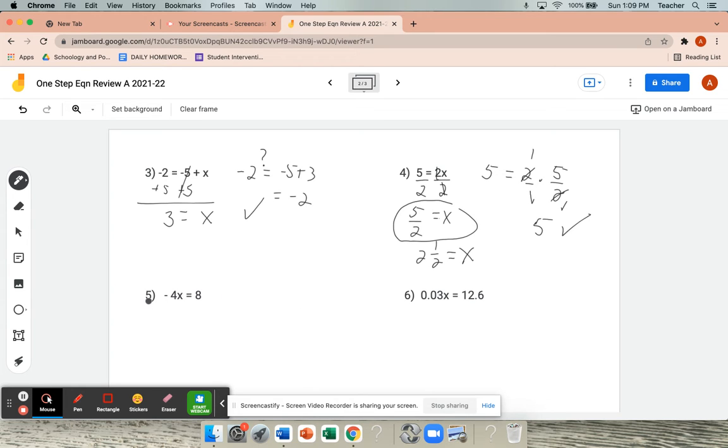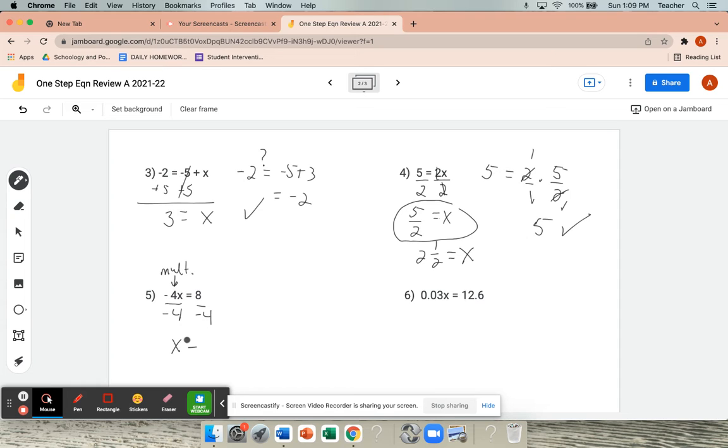Now, number 5 is one where students were getting incorrect on this worksheet before. Negative 4x. That's not minus. It's negative 4 times x. This is multiplication. This is multiply. How do we undo multiplication? We use division.